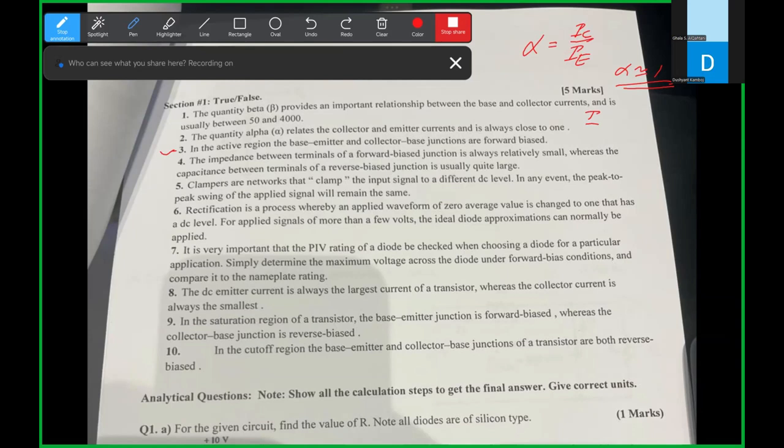Third question. Can you read it? Yes, in the active region, the base emitter and collector base junctions are forward bias. False. Very good. Why? Active region: the base emitter junction is forward bias, and the collector base junction should be reverse bias, right? Yes.